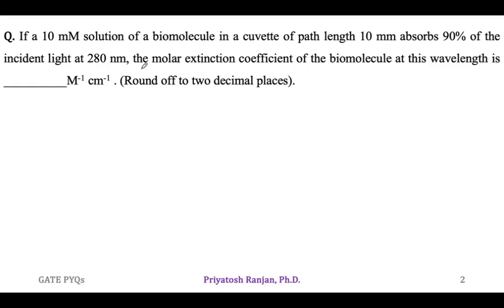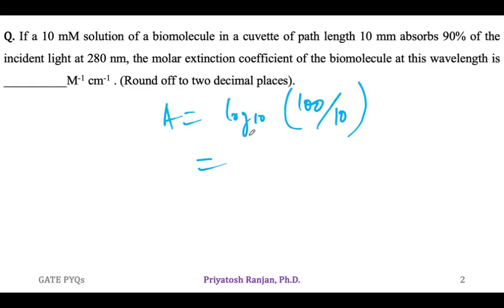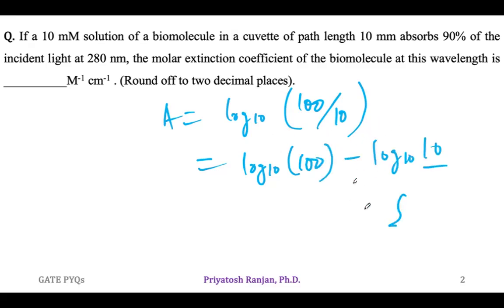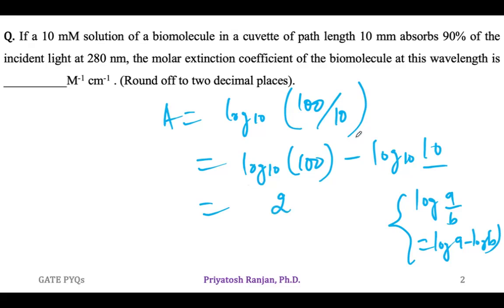So I'm calculating the absorbance. Remember, I can rewrite this equation as log base 10 100 minus log 10. I hope you all are aware, log A by B equal to log A minus log B. And that's all I have written. Log 100 is going to be 2. Log 10 is going to be 1. And the absorbance value is going to be 1.